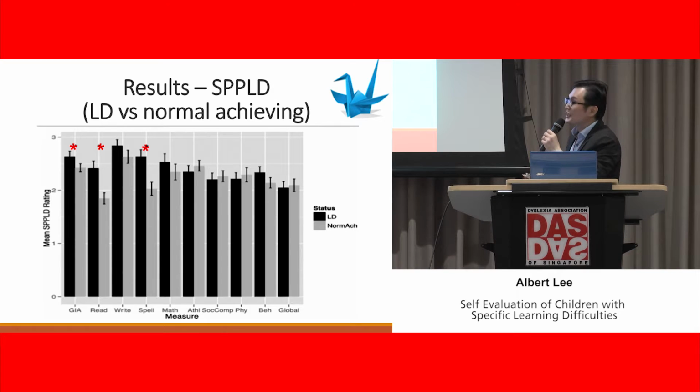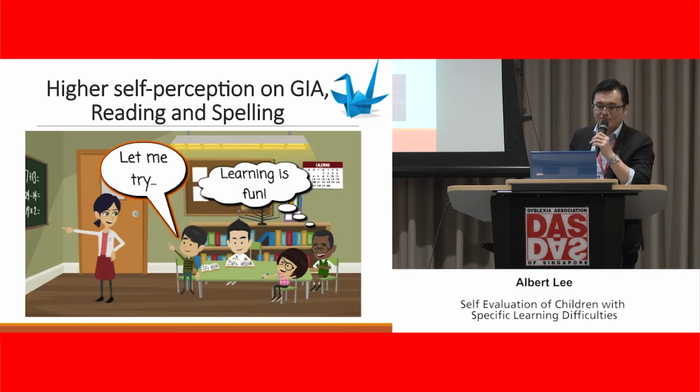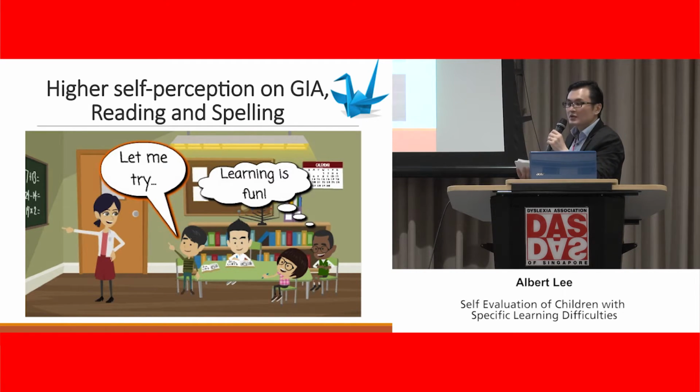So again, how do we interpret this? It means that the students with LD rate themselves with a higher level of perception of their general intelligence, reading and spelling compared to the control group of students. How do we put this into interpretation? These students with LD receive support in the specialized remediation program. In a specialized remediation program, it's an emotionally sound learning environment. Things are structured, systematic, and explicitly taught. So this may have given the students a bit more ability in terms of self-control and managing their learning. This gives them a perception of higher intelligence.